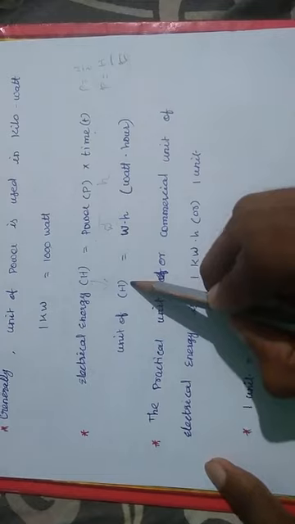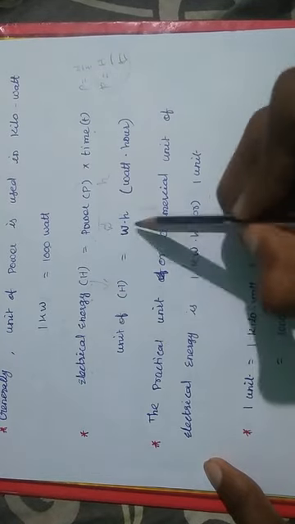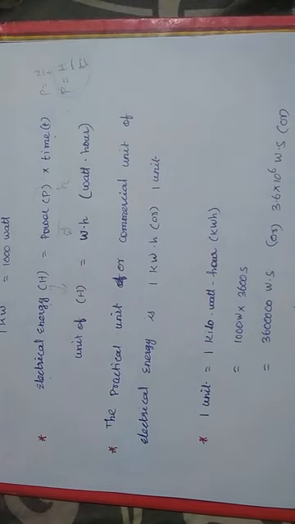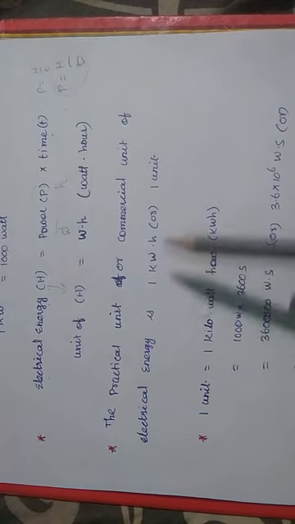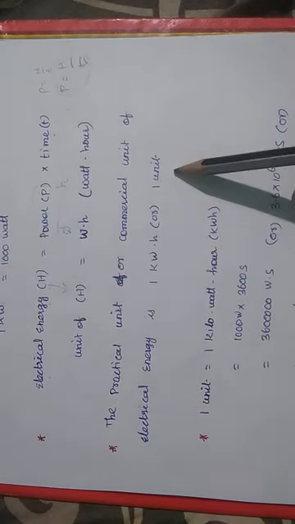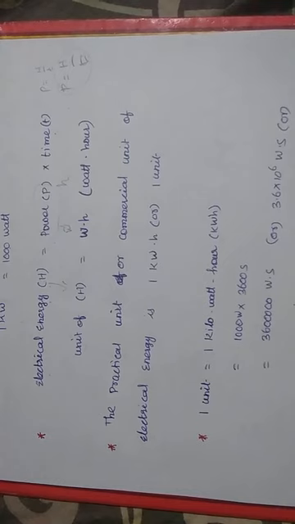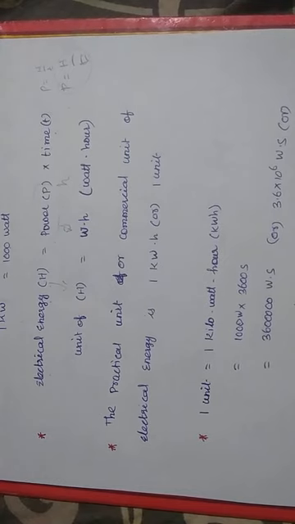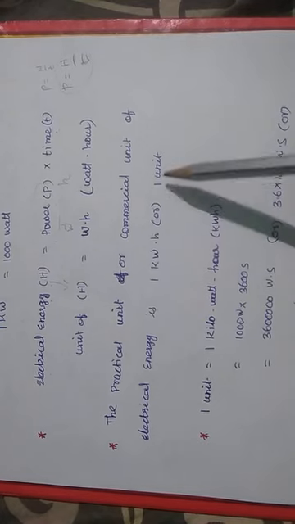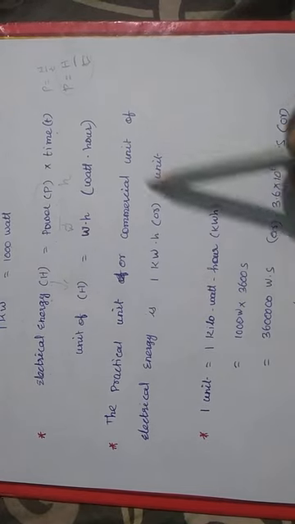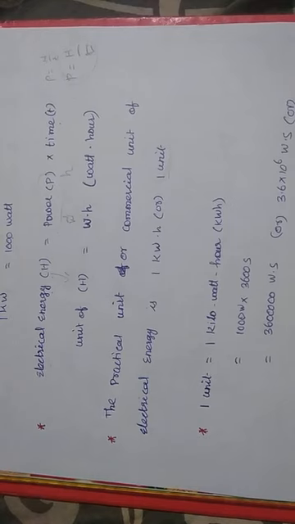So the unit of electrical energy is the watt hour. The practical or commercial unit of electrical energy is the kilowatt hour, or 1 unit. If you look at your electricity bill, that is the power consumption. The electrical energy consumption is represented in the form of units, either 100 units or 1000 units, like that. So more generally we use the term 1 unit to represent the energy consumption.